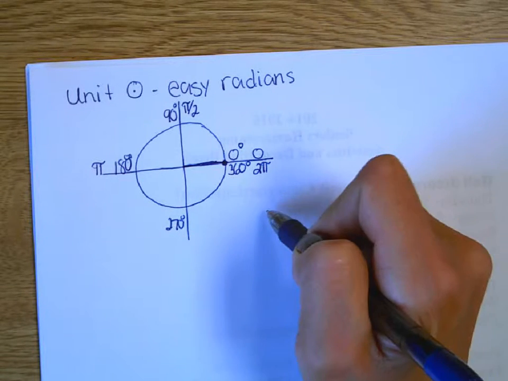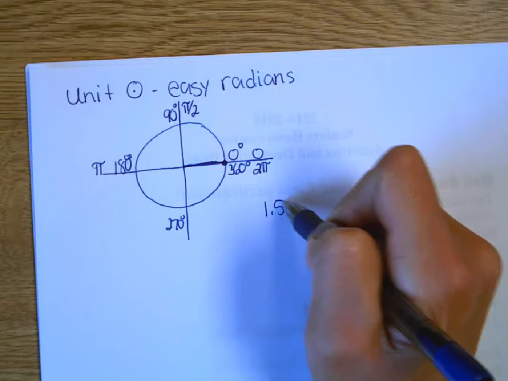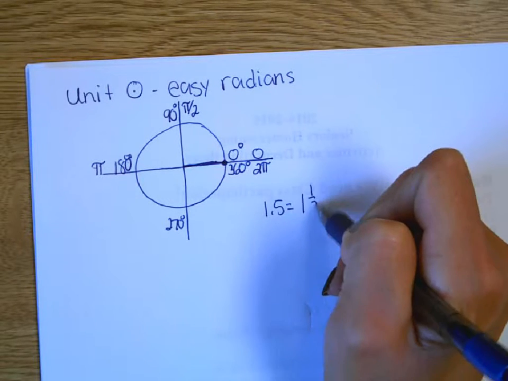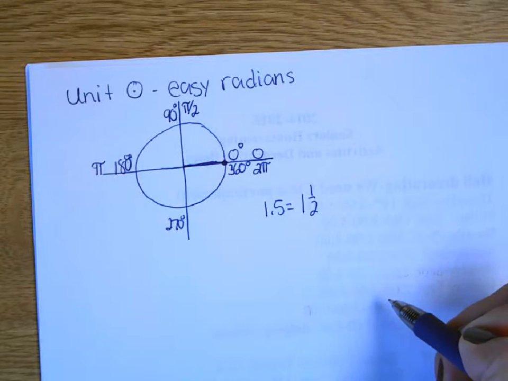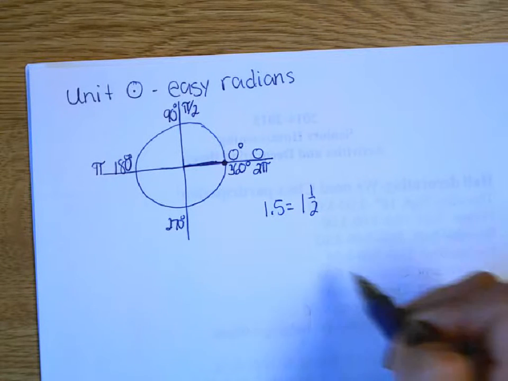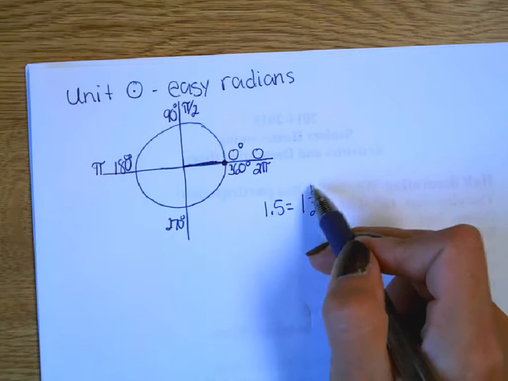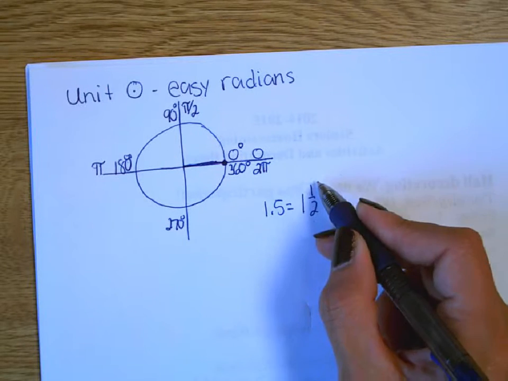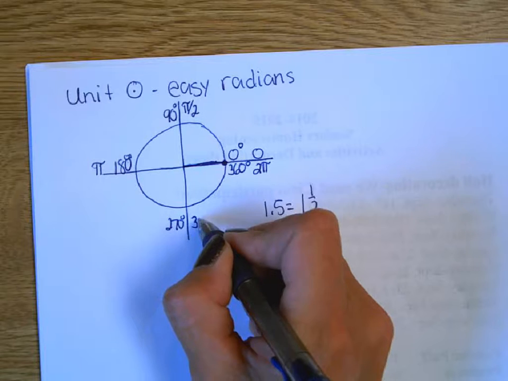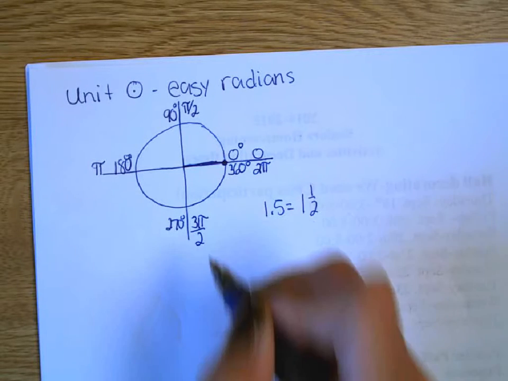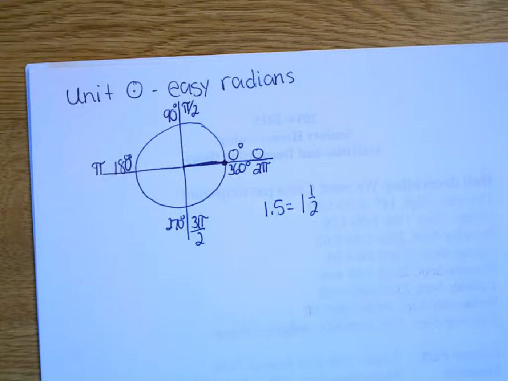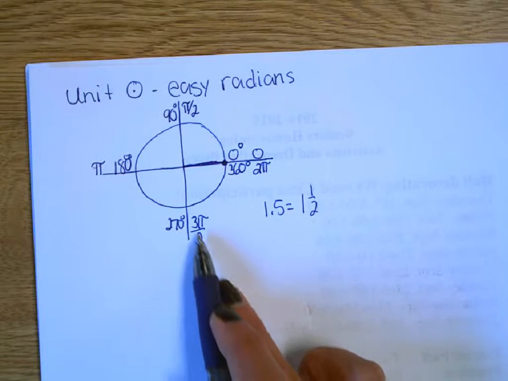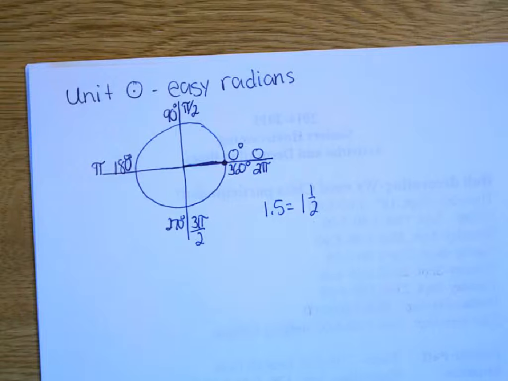You don't have to write this down. 1.5 equals 1.5. How do you turn that into an improper fraction? It's 3 halves, 3 pi over 2. Just turning 1.5 into an improper fraction is 3 halves, and we just multiply by the pi, because that's what we're talking about.